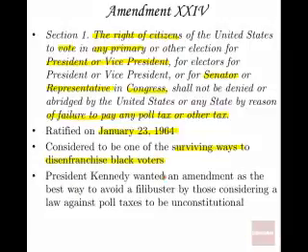President Kennedy wanted an amendment as the best way to avoid a filibuster by those considering a law against poll taxes to be unconstitutional. So there is an idea of, why make it part of the Constitution when you can just pass a bill? But the idea is that the filibuster might have been used by some of the Southern senators. So to kind of avoid this issue, President Kennedy decided to take the constitutional route.